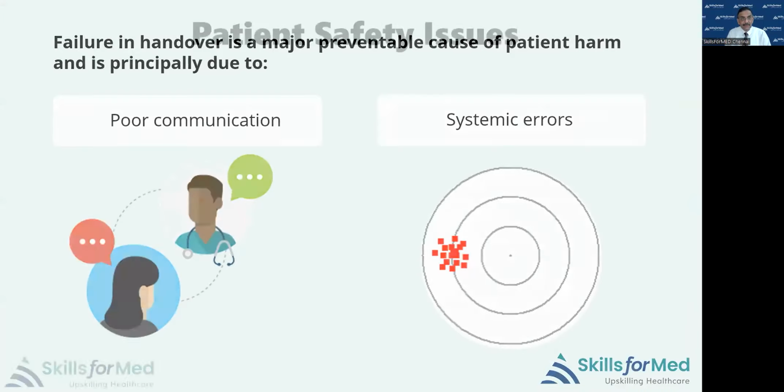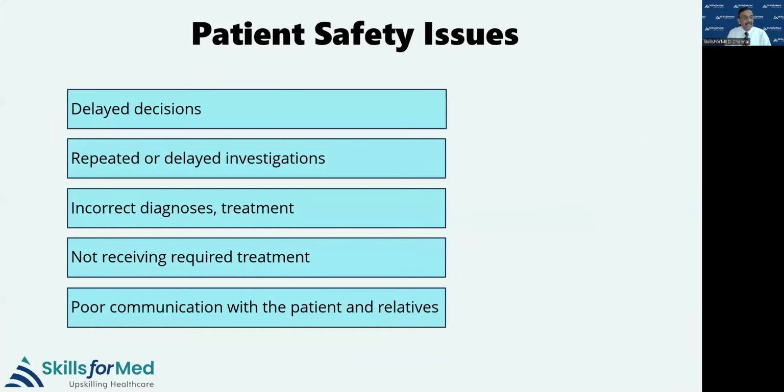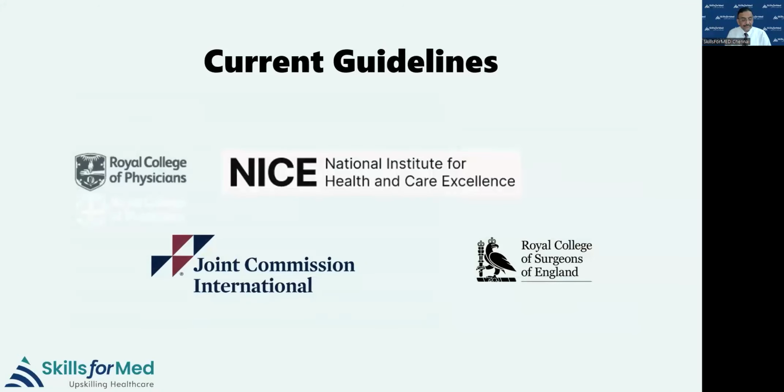That's very, very important. And there are several patient safety issues like delayed decisions, repeated or delayed investigations, incorrect diagnosis or treatment, not receiving the required treatment, poor communication with patients and relatives, and all the other usual errors like medication errors, patient falls, pressure ulcers, readmissions, and even deaths can happen if the handover is not very good. So that's about the introduction to handover.